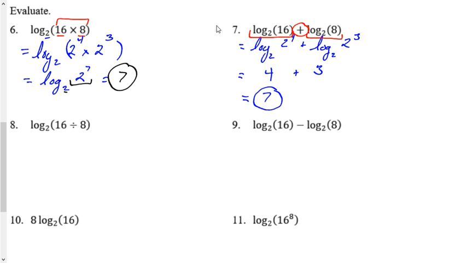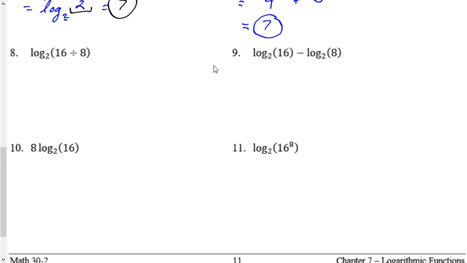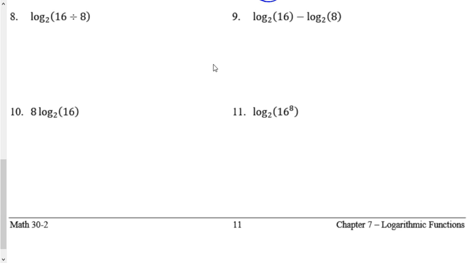Number 8 and 9, we have a similar situation, but this time with number 8, we're dividing instead of multiplying. But again, I can rewrite this as the log base 2 of 2 to the 4th divided by 2 cubed. And you'll recall that when we're dividing powers with the same base, we can subtract the exponents. So that'll give me log base 2 of 2 to the exponent 1. Bases are both 2, so the value of this logarithm is 1.